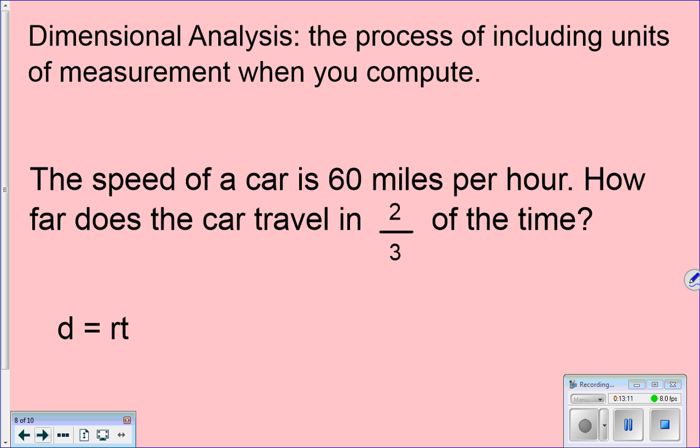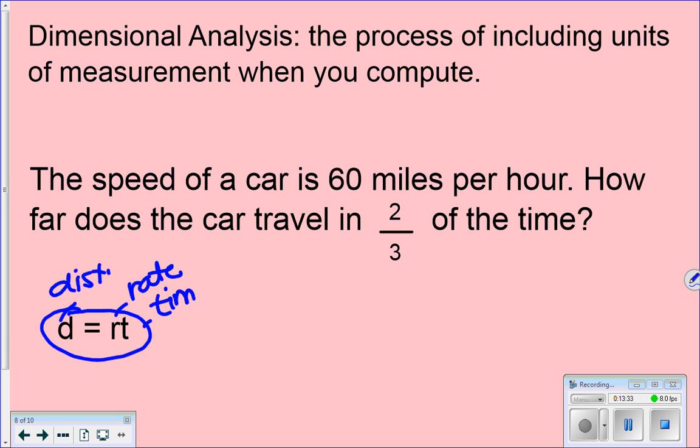The speed of a car is 60 miles per hour. How far does the car travel in 2/3 of that time? So I want to know how far it's going to go in 2/3 of an hour, is what it's asking. So what I would do is I would use this. Has anybody ever seen this before? D equals RT. D equals distance, R is rate, T is time. You will see this again, not only in math, but in science.